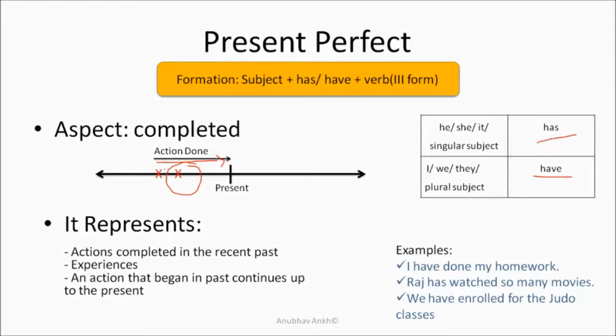Clear? An action that began in the past continues up to the present. We have enrolled for the judo classes. So we have enrolled. It doesn't mean the action has stopped, but we have done one part of it. Okay. Now we have enrolled for it and we will be going through it. Okay.